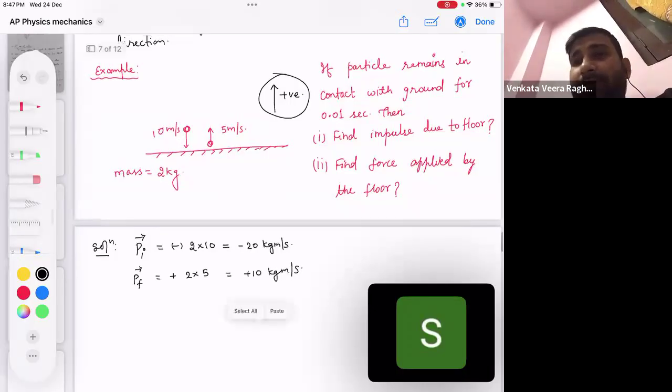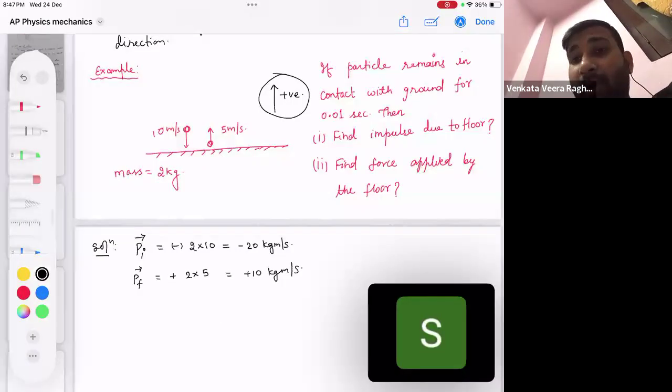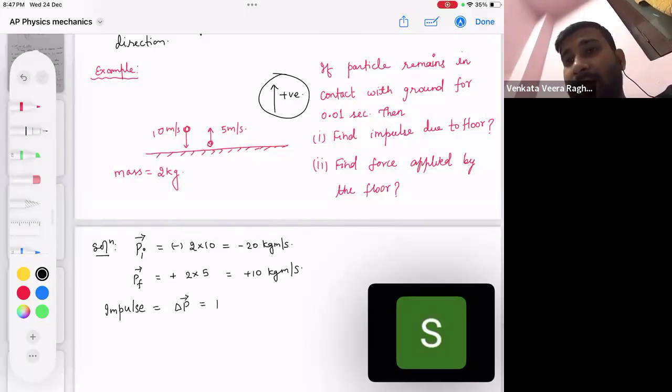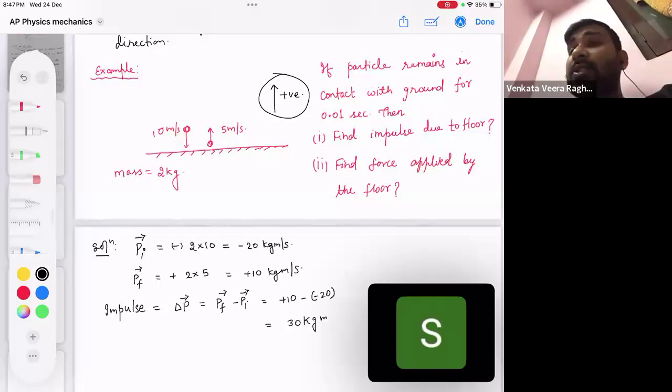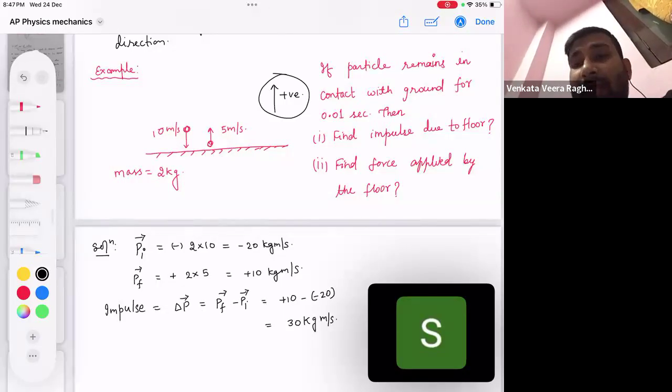So if I ask you in this question, tell me what is the impulse? Let's say the first part of the question they ask, what is impulse? So to calculate the impulse, I should calculate change in momentum. Change in momentum means P final minus P initial. Final momentum is plus 10 minus initial momentum, which is minus 20. So the impulse acting is 30 kg meter per second. So that is actually impulse.